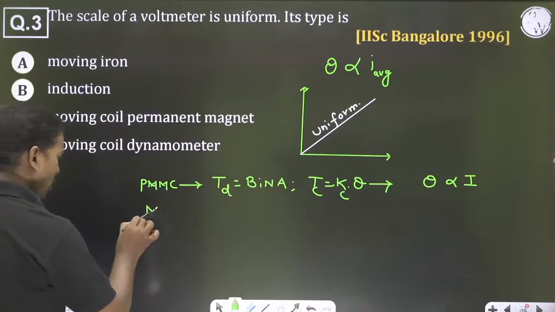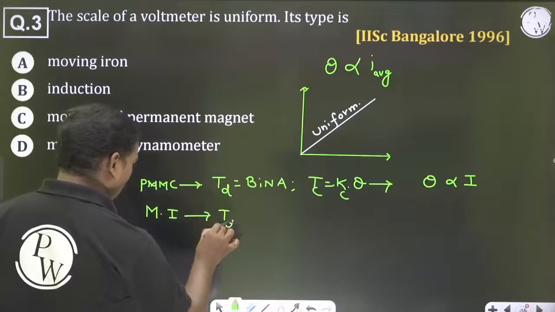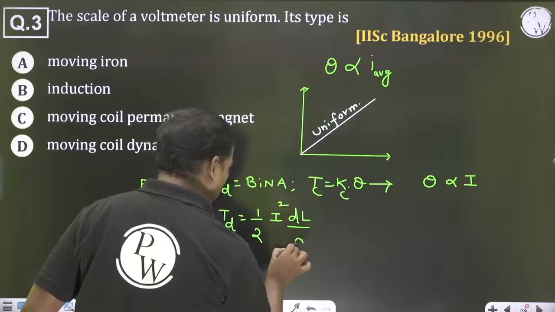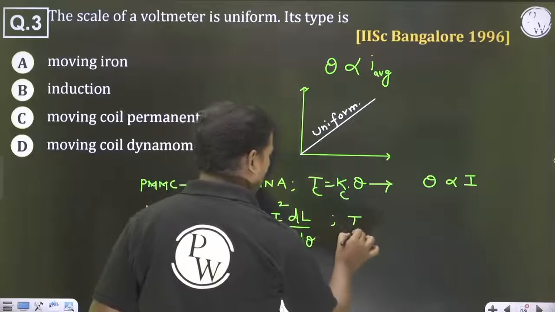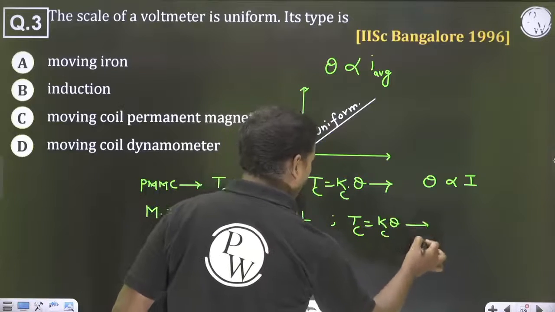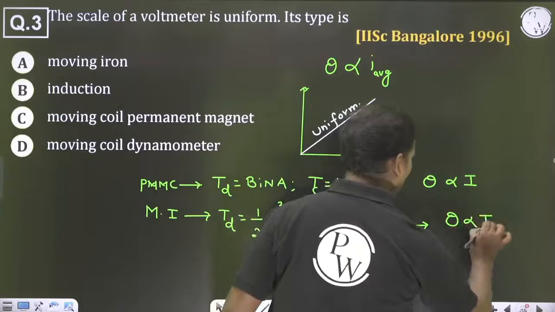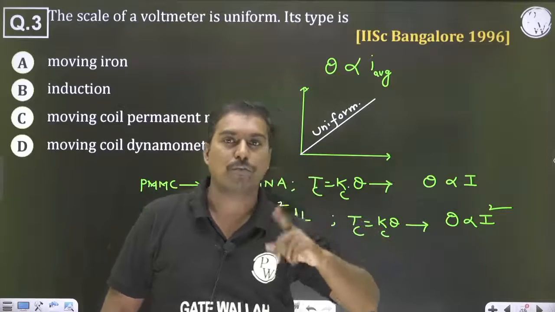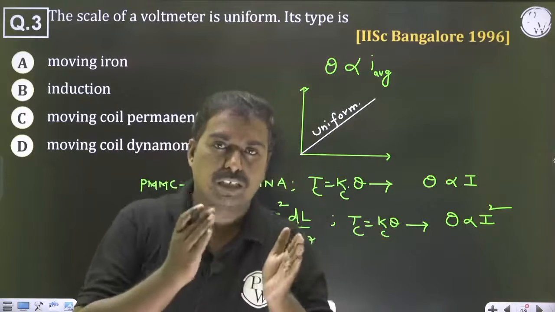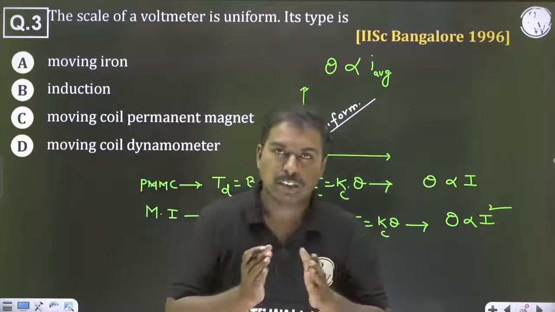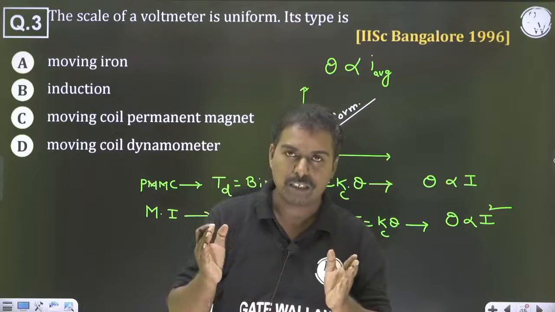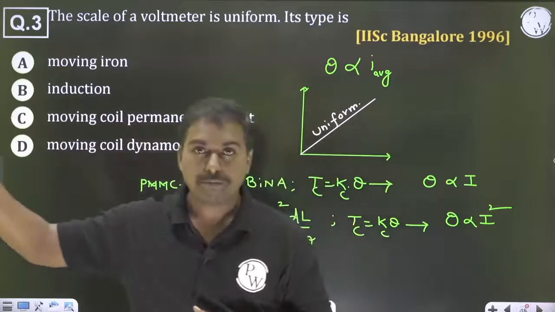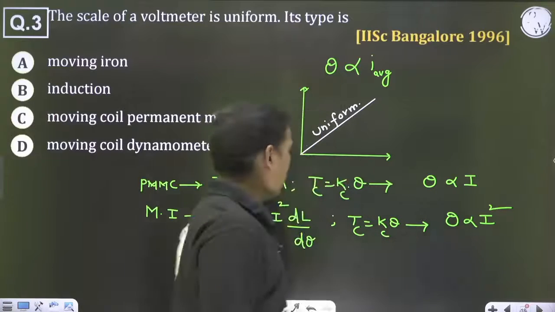Whereas in the moving iron instrument, the deflection torque is equal to 1 by 2 I square dL by d theta. Controlling torque Tc is equal to Kc into theta. So theta is proportional to I square, so the scale is not uniform. At the lower values, it will get crowded. In the middle, it will be somewhat linear, and at far extents the scale will not be linear. So that's why this is not uniform.